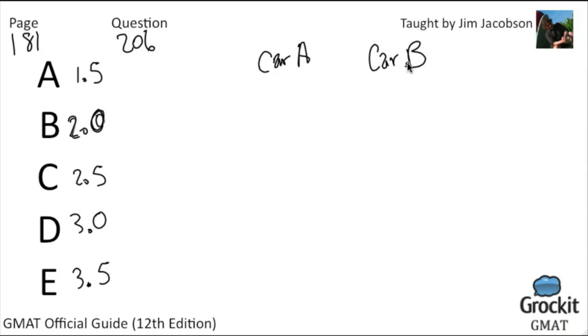So, it doesn't actually matter how far apart or what their actual distances or their actual speeds are. We just need to know that every hour, car A catches up 8 miles. So this is 8 miles per hour faster. So with no time at all, there are 20 miles between them. That's what it says in the first sentence. Car A is 20 miles behind car B. After 1 hour, car A gains 8 miles.